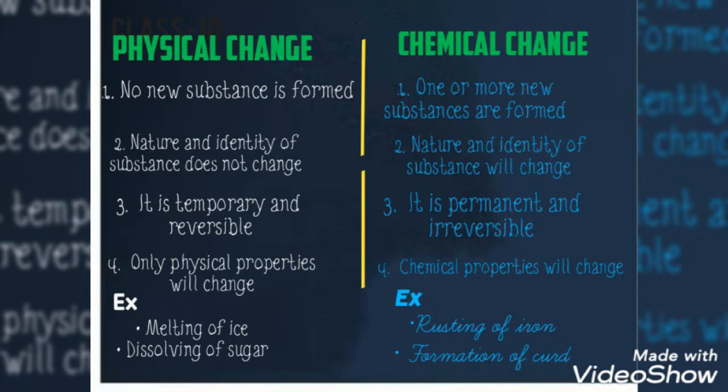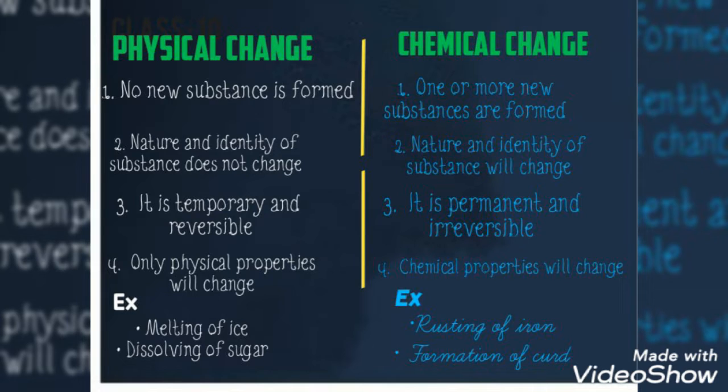Some more examples of physical change are melting of ice, melting of wax, evaporation of water, boiling of water, dissolving. Examples of chemical changes are rusting of iron, formation of coal, burning of anything, digestion, respiration, fermentation of grapes, meaning grapes turning sour, cooking of food. These all are chemical changes. Whenever a chemical change occurs, we can say that a chemical reaction has taken place.